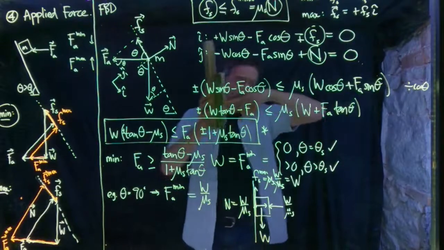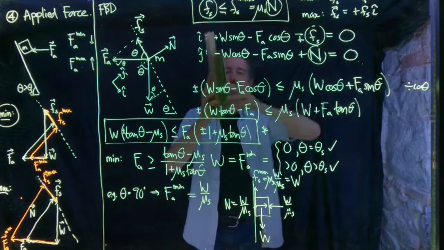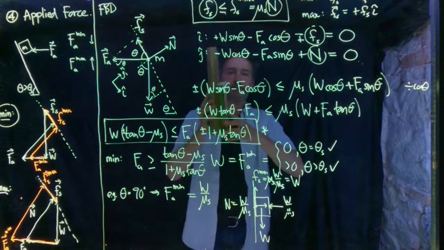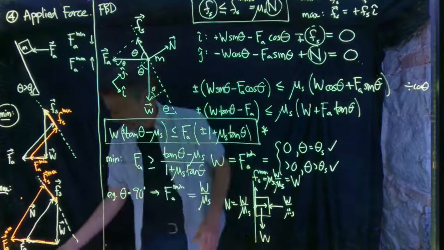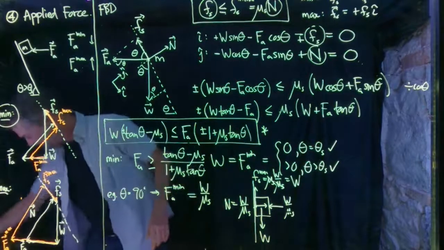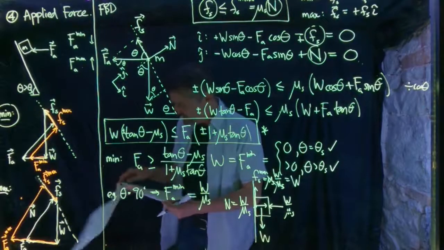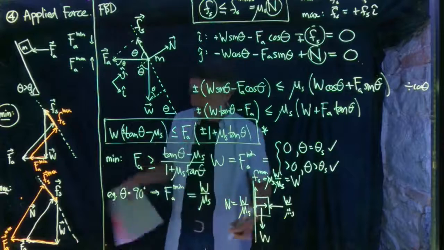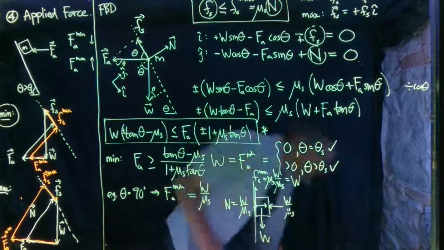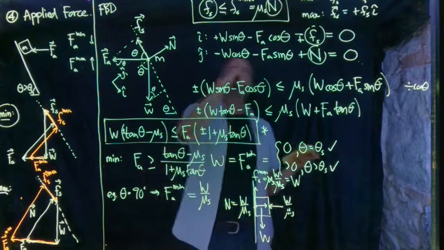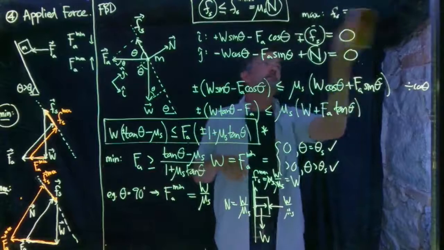That number, weight divided by mu s, is exactly how hard I'm pushing right now. If I push any less than that, static friction breaks, and the thing starts to accelerate down. Okay, so that's cool. But now, the last part here is even more cool. I think we're going to run out of space. I got to erase this stuff. Okay, so the last case.